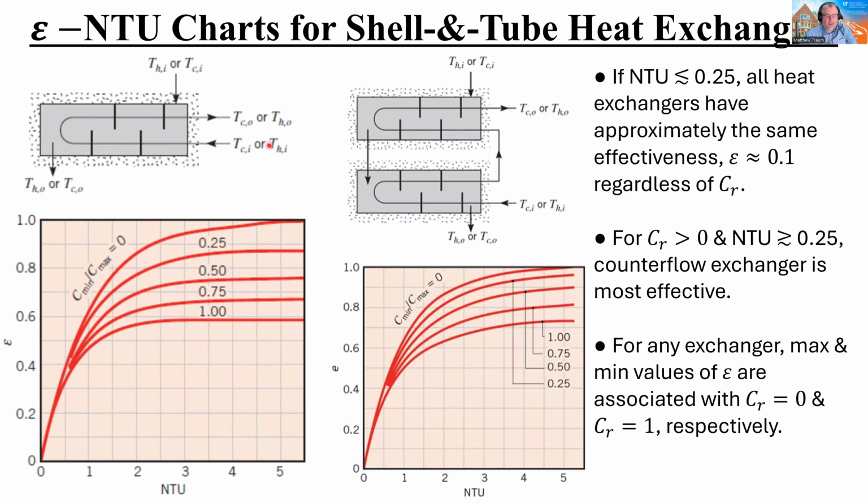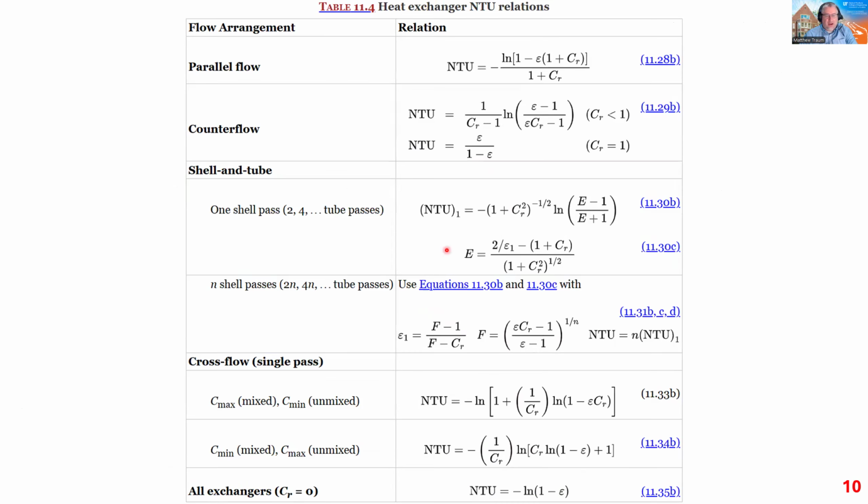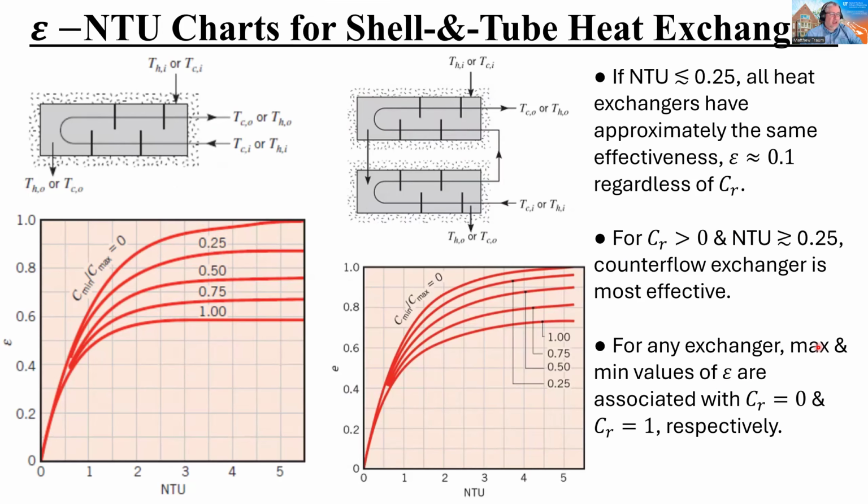But for effectiveness-NTU, that correction factor is just built into the derivation, right? So no need for a correction factor here because it's built into these expressions. So again, sometimes from an outside view this looks more complex than LMTD, but they're equally complex. It's just that the complexity for LMTD is hidden in a correction factor, whereas it's out in the open for effectiveness-NTU.